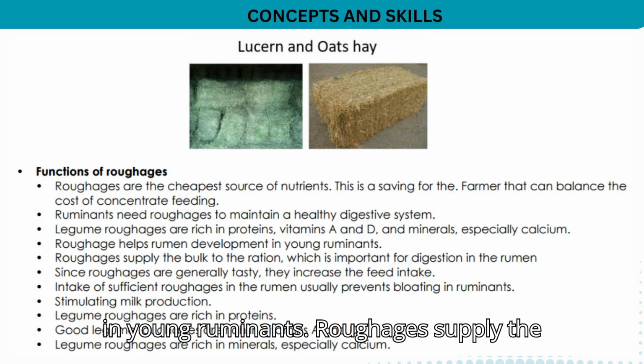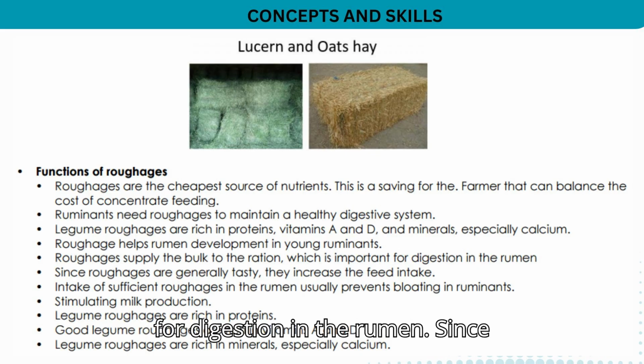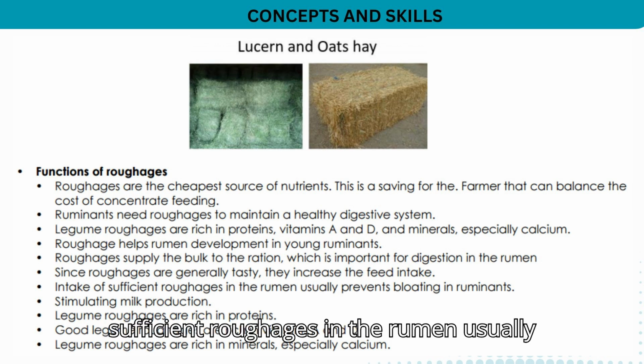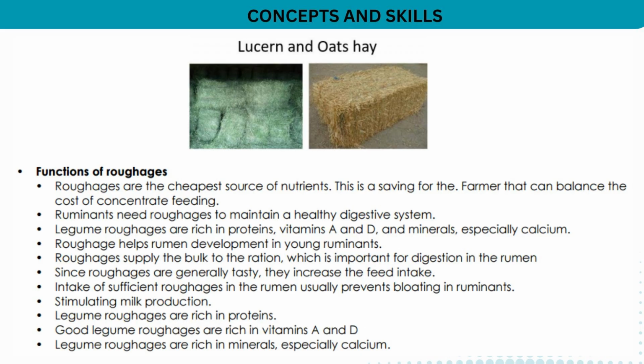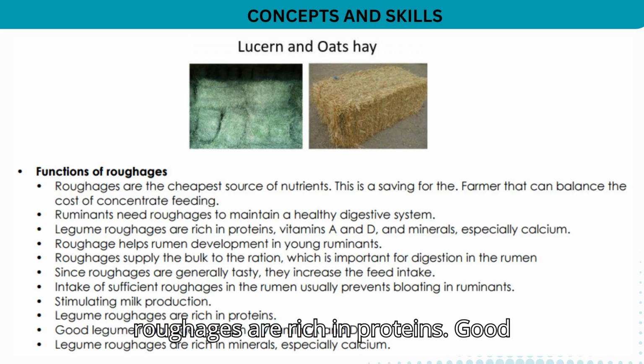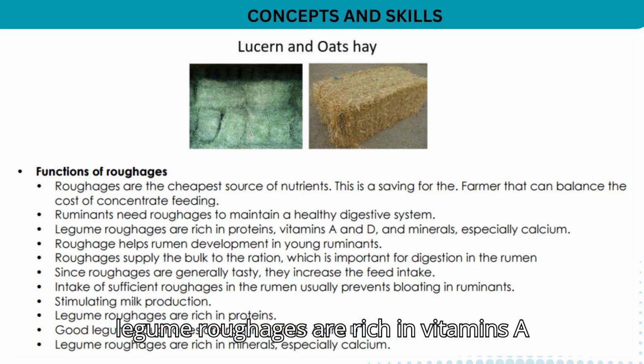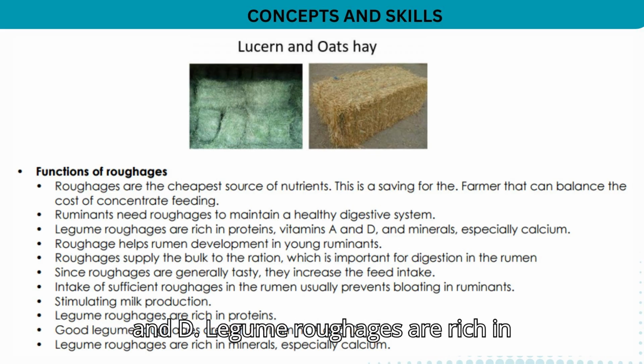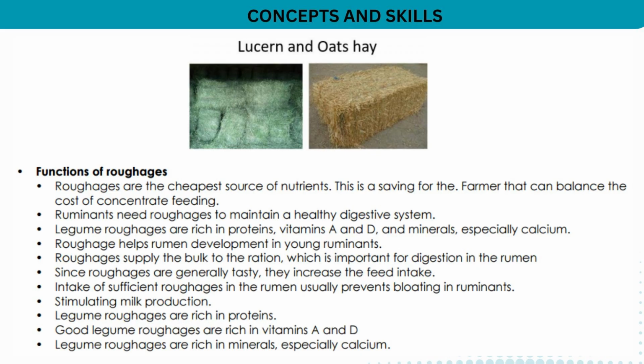Roughages supply the bulk to the ration, which is important for digestion in the rumen. Since roughages are generally tasty, they increase the feed intake. Intake of sufficient roughages in the rumen usually prevents bloating in ruminants. Stimulating milk production. Legume roughages are rich in proteins. Good legume roughages are rich in vitamins A and D. Legume roughages are rich in minerals, especially calcium.